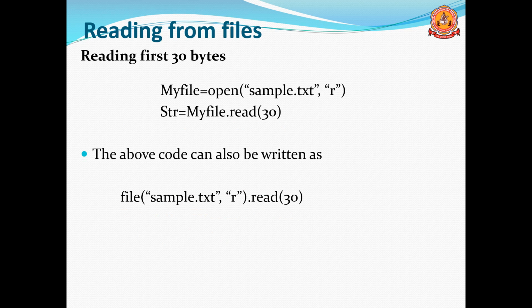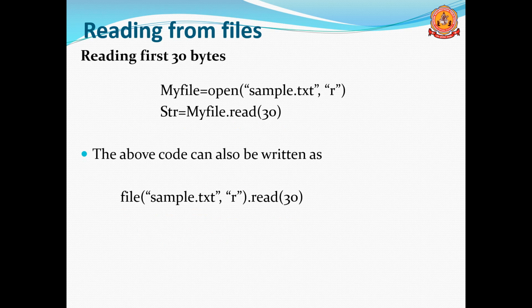Next, if you want to read only 30 characters or 30 bytes, we can use this one. This example shows reading only 30 characters. myfile equals open sample.txt, where myfile is a file object. No path is specified, so it will search the current working directory. Then r is specified, so the file is opened in read mode. So str equals myfile.read(30), which means it will read 30 characters.